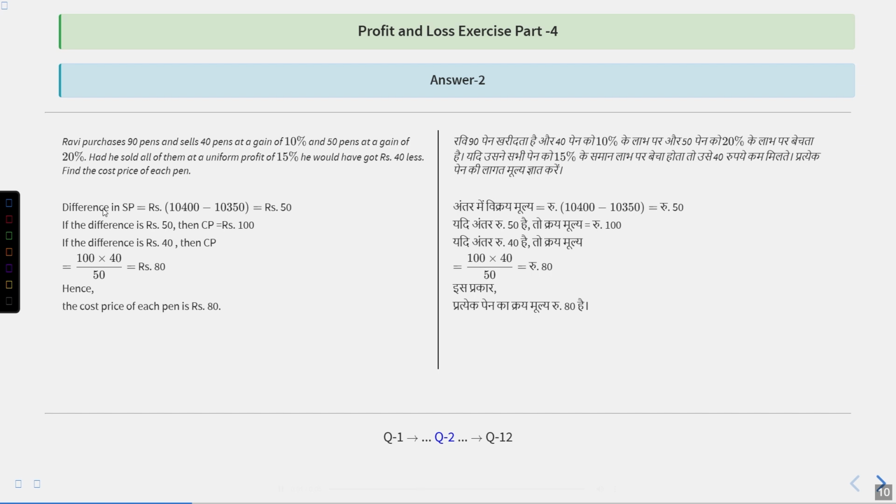Now the difference in SP will become 10,400 minus 10,350. So the difference in SP is 50 rupees. If the difference is 50, then CP is 100. Clear? So if the difference is 40, the CP will be 40 multiplied by 100 upon 50, which is 80. So the cost price of each pen is 80 rupees. Next one.